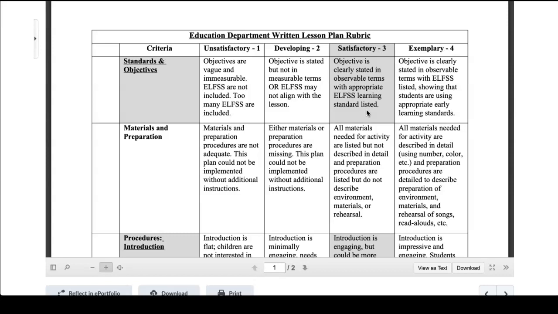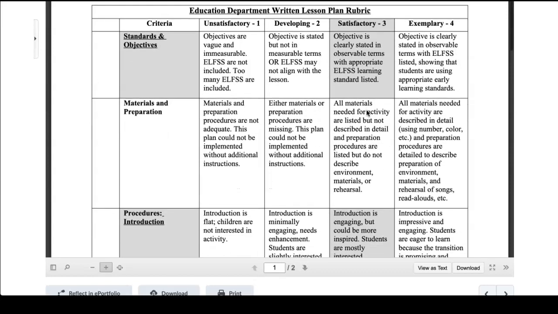For exemplary in this criteria, objectives are clearly stated in observable terms with the DELFs listed, showing that students are using appropriate early learning standards. Exemplary would be ensuring that both your standards and objectives are developmentally appropriate for the age group that you're writing your plan for.